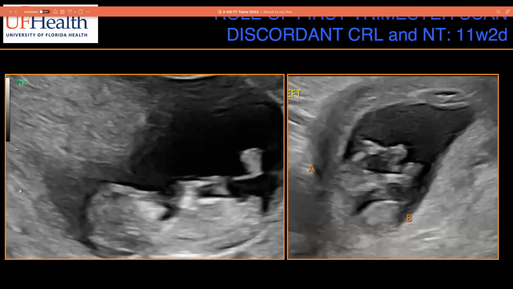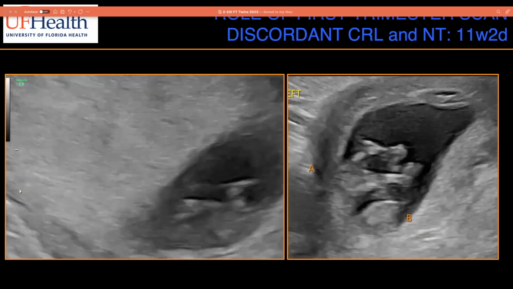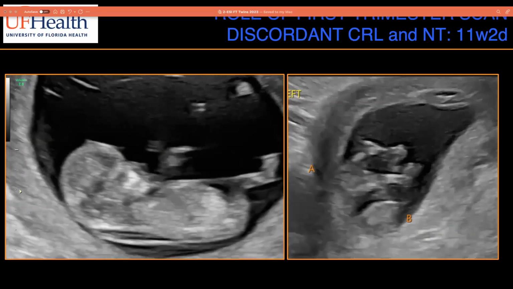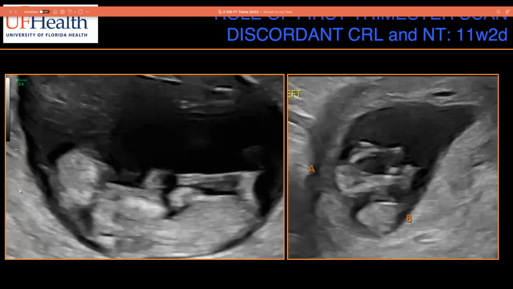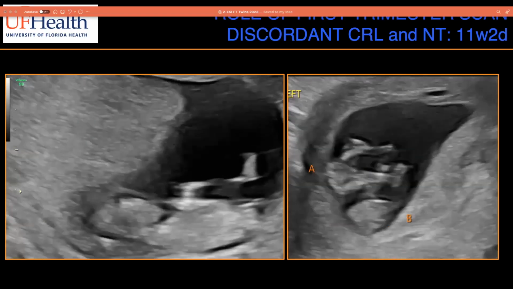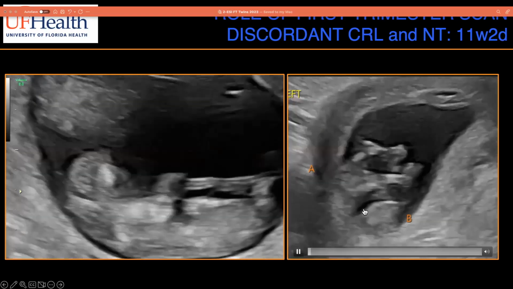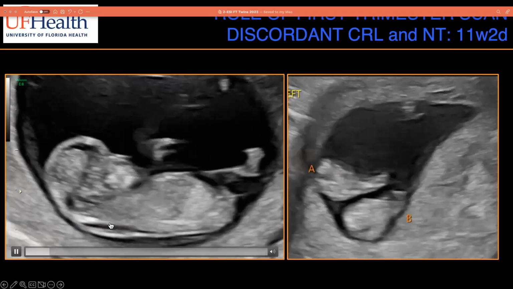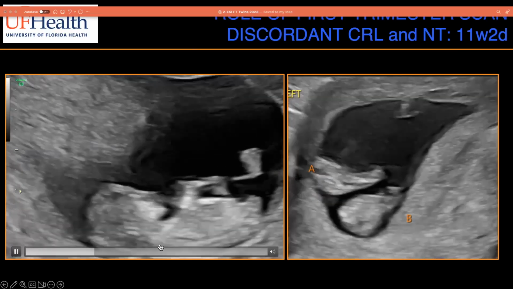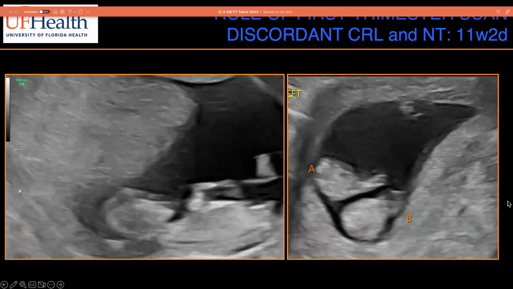So here are 2 twins that were discordant for CRL and NT at 11 weeks and 2 days. And these did have a very poor outcome. As you can see, the abdominal circumferences are quite different. Look at the NT of this first one, it was thick. The second one, you don't see it very well in this clip, but it was normal.